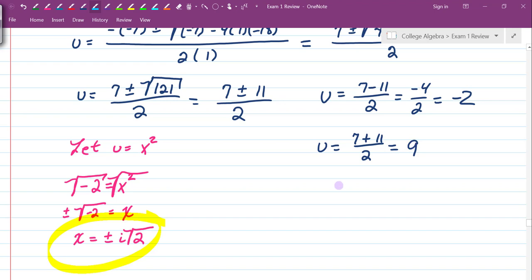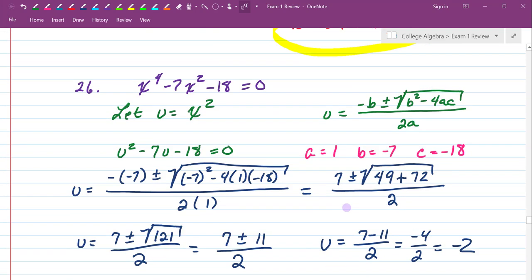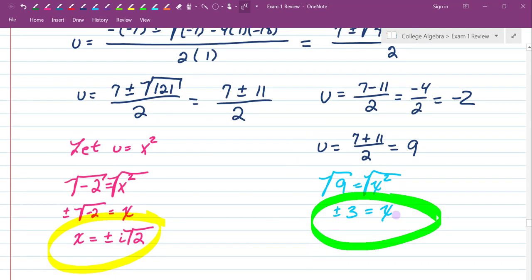So if I have u is equal to 9, that means that 9 is equal to x squared. Now we're going to take the square root of both sides, and I end up with plus or minus 3 is equal to x. So that is my second answer right there. You'll notice I have 4 answers, and that's perfectly okay, because if you look at the original equation, it was raised to the 4th power, so we would expect to have possibly 4 answers.